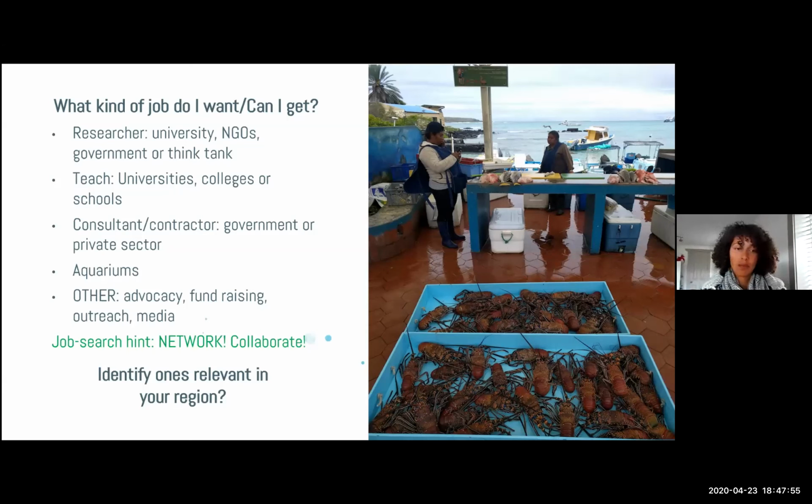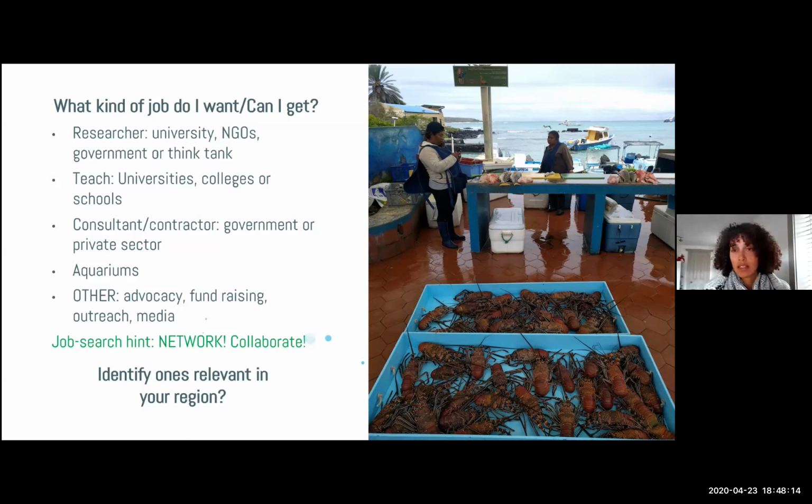Again, and I always put this at the bottom, identify things that are relevant in your region, like maybe do some research on how many scientists your government has in its ministries, or whether there are any scientific institutions that hire people.